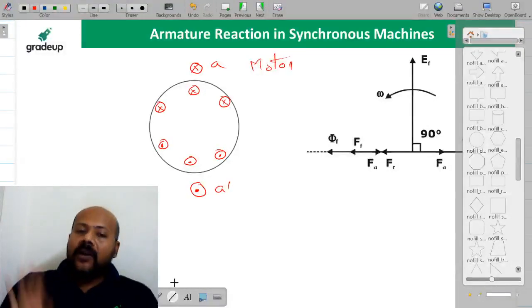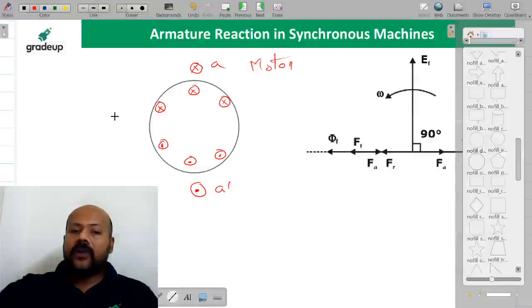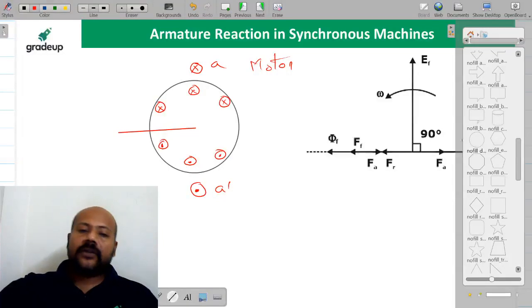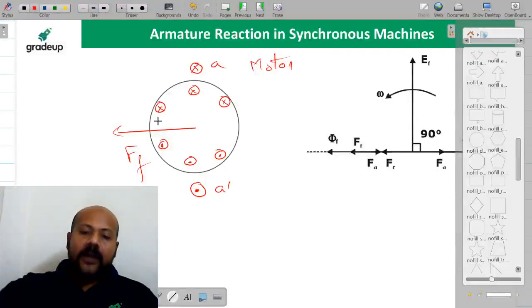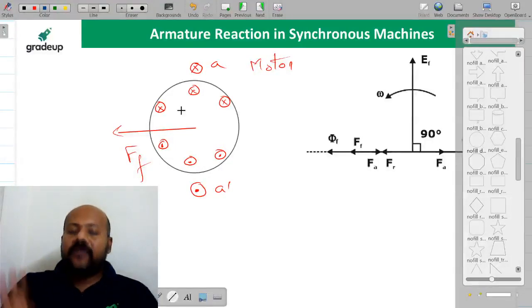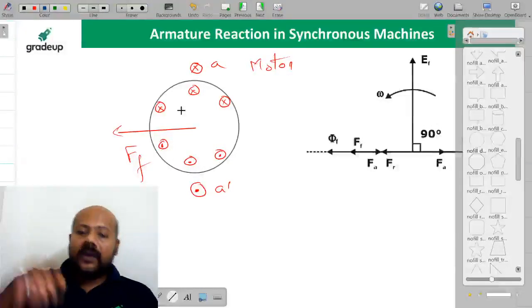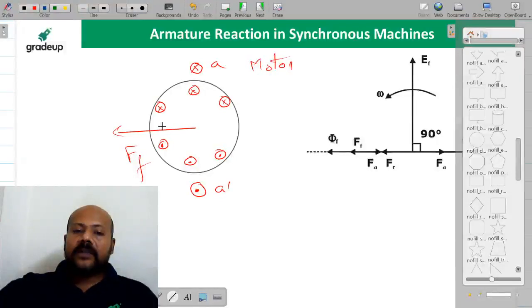Now if you apply your right hand rule for the field winding at the rotor, your field flux is going to be in this direction. This is going to be your field flux. And what is going to be the direction of armature flux? Again apply the right hand rule. So your armature flux is again going to be in the same direction that of the main field flux. I hope you are getting this. And this is your FAR.